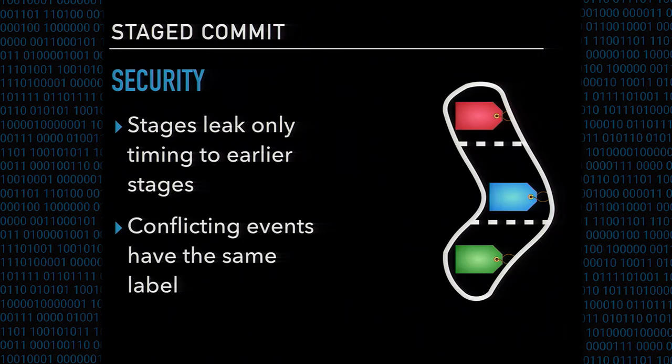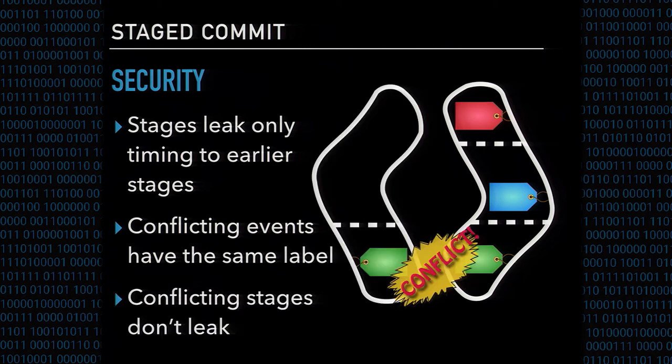When it comes to information leakage between transactions, we assume the conflicting events have the same label. That makes sense if you think of conflicting events as, for example, touching the same datum, where the datum sets the information policy. Therefore, if two transactions conflict, it'll be in stages with the same security label, which means that it's okay for events in one to affect events in the other.